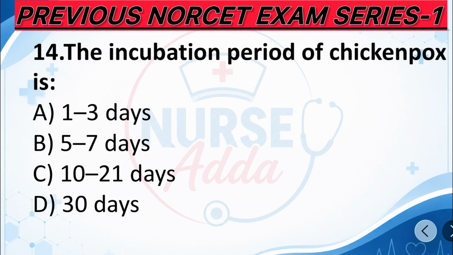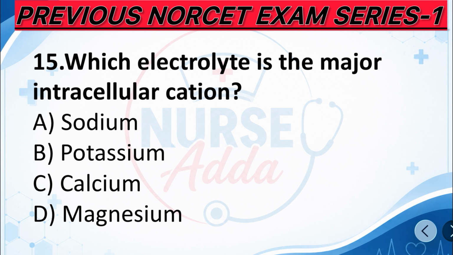The incubation period of chickenpox is 1 to 3 days, 5 to 7 days, 10 to 21 days, or 30 days. The right answer is option C. Which electrolyte is the major intracellular cation? Sodium, potassium, calcium, magnesium. The right answer is potassium.